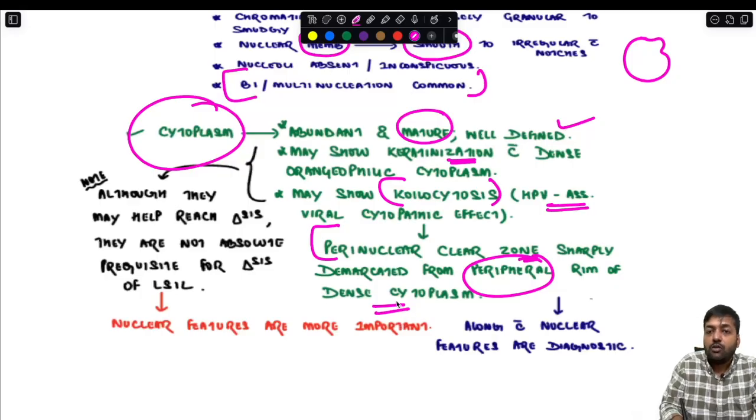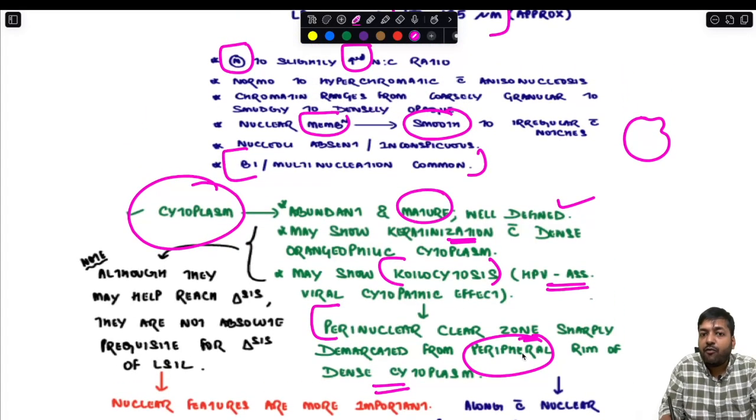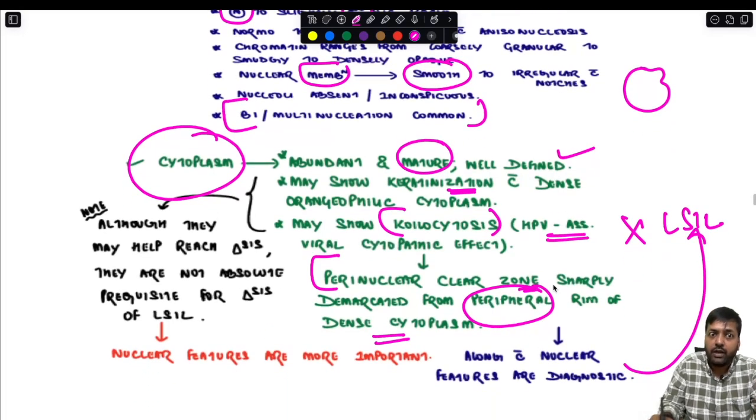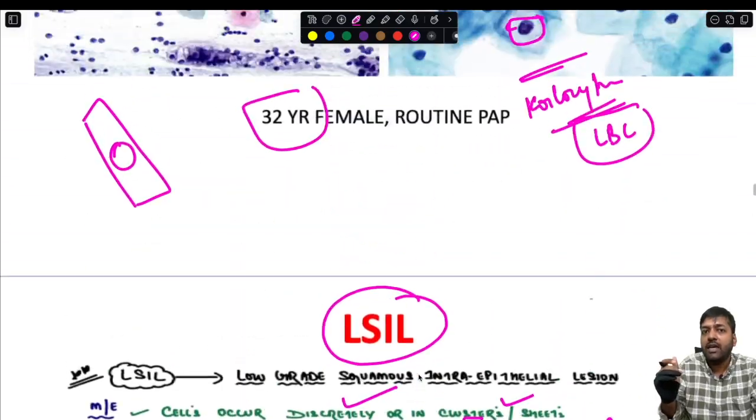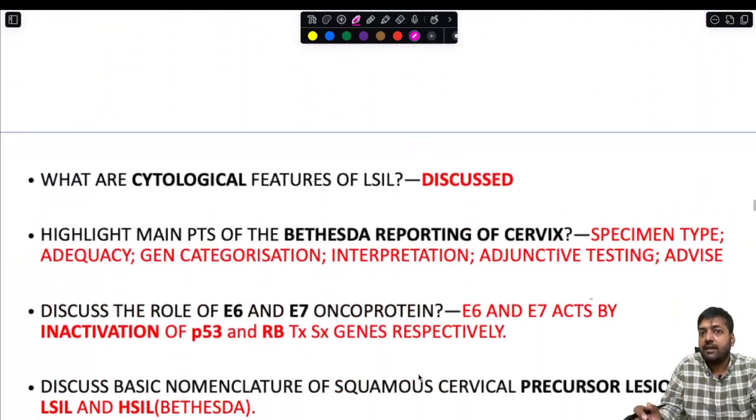Okay, so remember one thing, just presence of coilocytosis is not enough for diagnosis of LSIL. Rather, the nuclear features are more important for the diagnosis of LSIL. Remember this point. Although they may help reach the diagnosis, they are not an absolute prerequisite. Coilocytosis and keratinization are not an absolute prerequisite for the diagnosis of LSIL. Nuclear features are far more important. Remember this point, okay? Many points I have discussed in this description only.